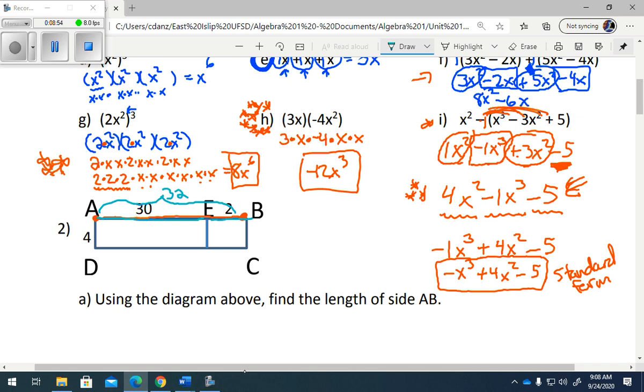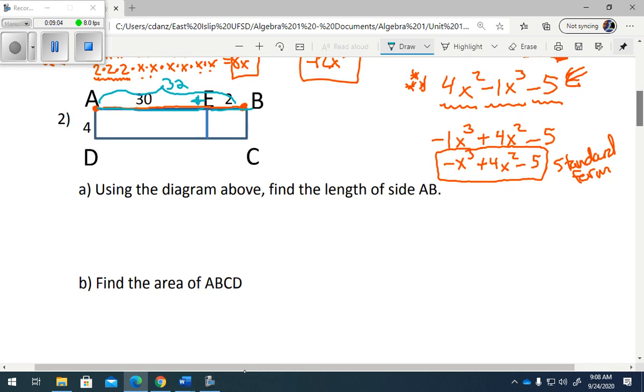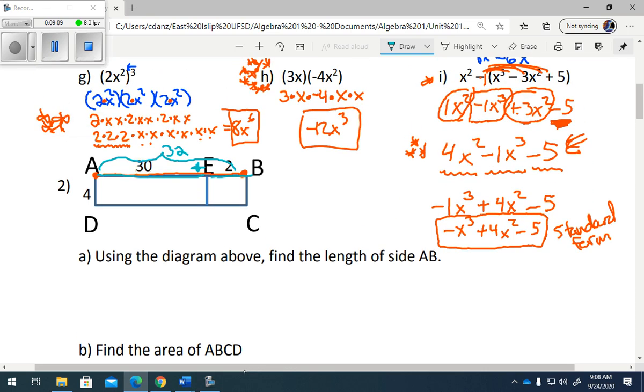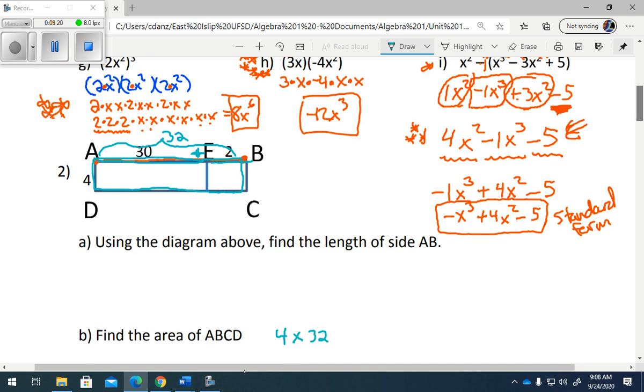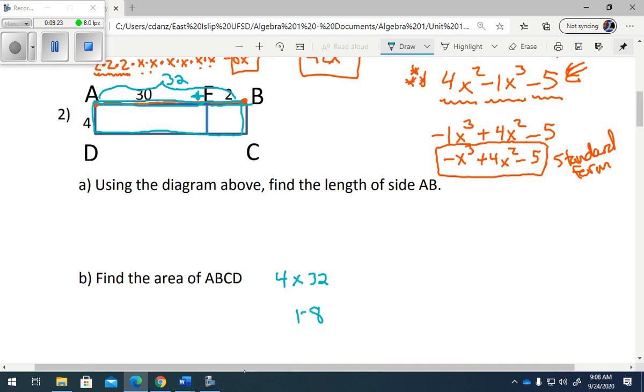30 plus 2 is 32. Really, I'm adding the two lengths together to know the total length. They only asked me for the length of side AB. And now I can find the area of ABCD, of this whole rectangle, because I can do 4 times 32, right? Area of a rectangle is length times width. So I get 128 square units, because I don't know what the units are.